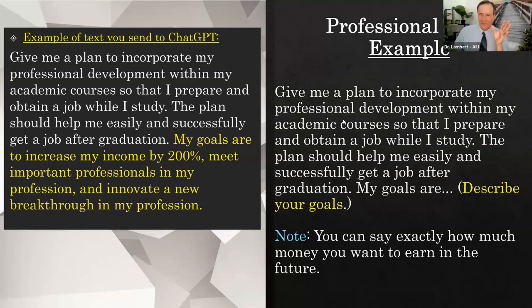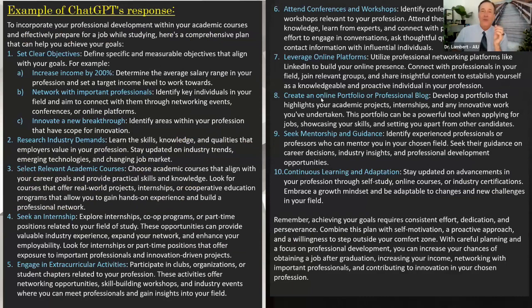So here's the response. And this response, in a sense, is universal. Anybody could learn from just this response right here. To incorporate your professional development within your academic courses and effectively prepare for a job while studying, right? So it says set clear objectives. You want to define your objectives clearly, specify them. How much income do you want? To increase your income by 100%, 200%, 300%, 500%, 1000%?